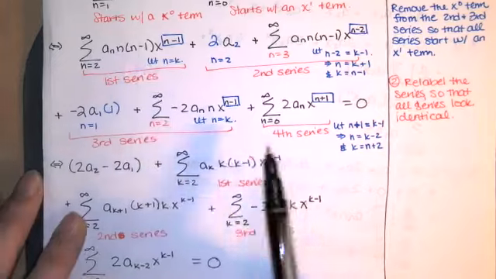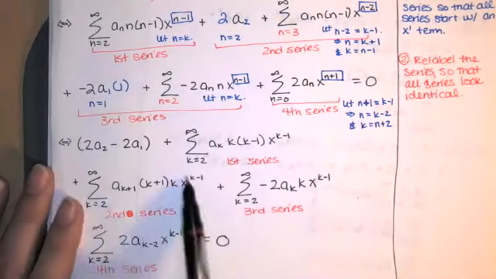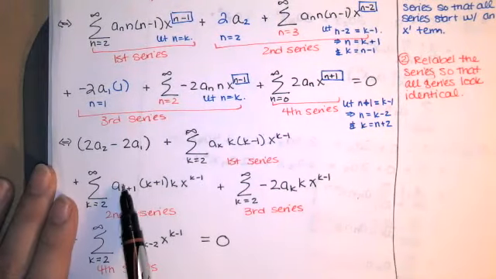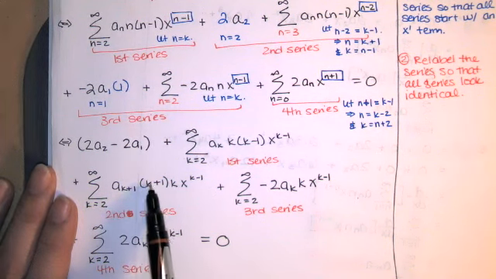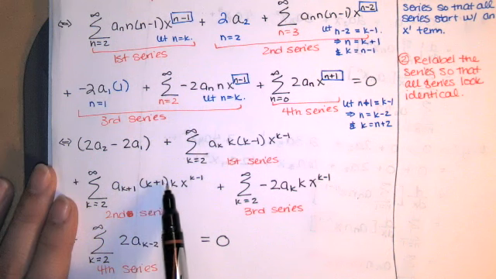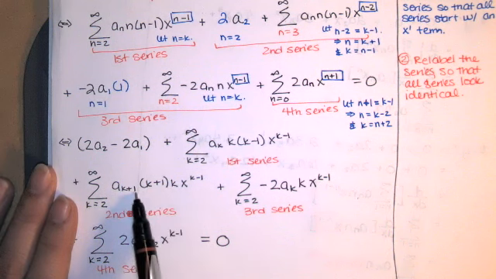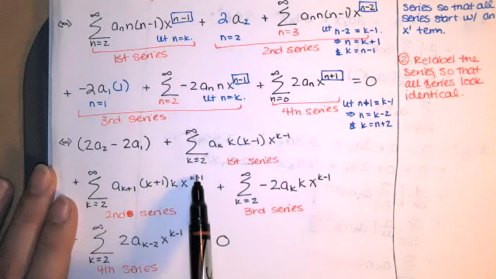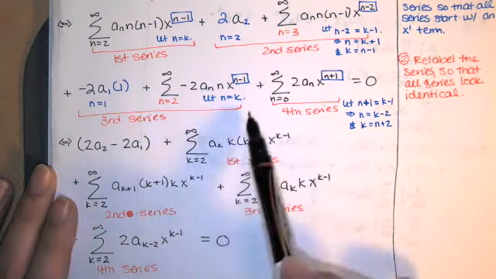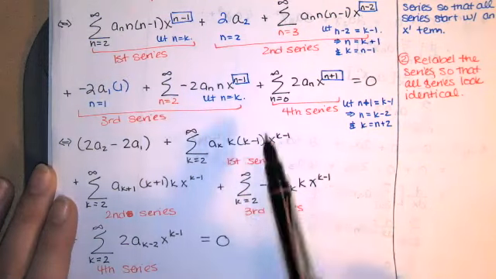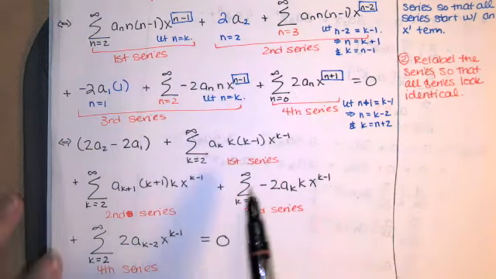Oh, that was the first series, sorry. For the second series, if we plug in k equals 2 to this, we get a sub 3 times 2 plus 1 is 3 times 2. So we have a sub 3 times 2 times x to the first. Over here, if n is equal to 3, I'm sorry, the first time I was looking at the first series and the second series, and I misaligned them.